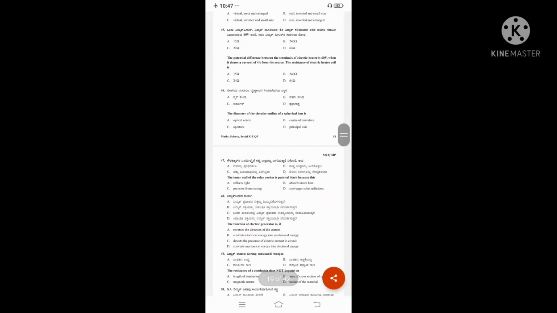The nature and size of the image formed when the object is kept between the principal axis and optical center is virtual, erect, enlarged. The potential difference between the terminals of an electrical heater is 60 volt, and it draws a current of 4 ampere from the source. The resistance of the electrical heater coil is.